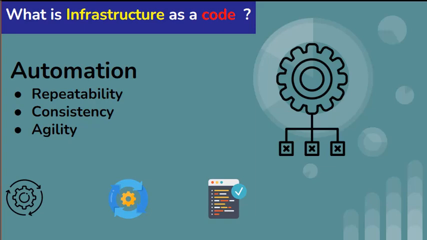So overall, IaC is a powerful approach to managing and provisioning IT infrastructure, offering benefits such as agility, consistency, and repeatability. By treating infrastructure as code, organizations can automate their infrastructure management process, reduce human error, and respond quickly to changing business needs, right? So now let's understand why we need different IT automation tools like Terraform, Ansible, SaltStack, and Puppet.